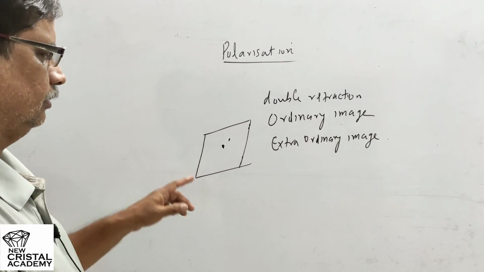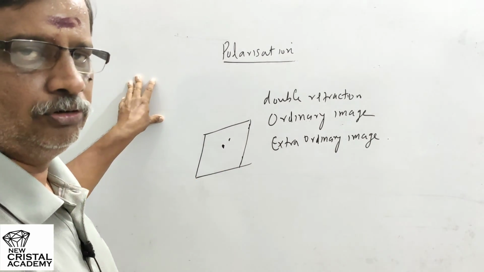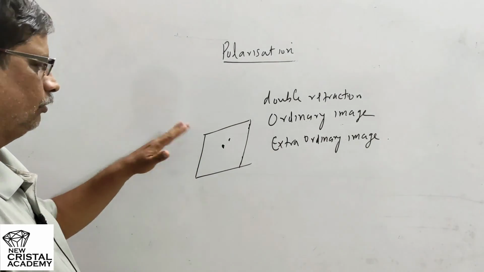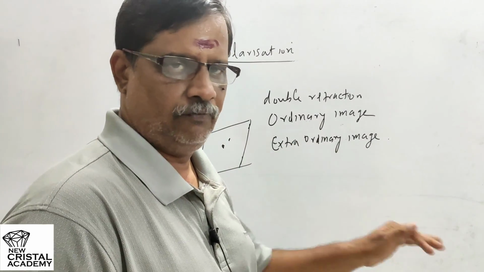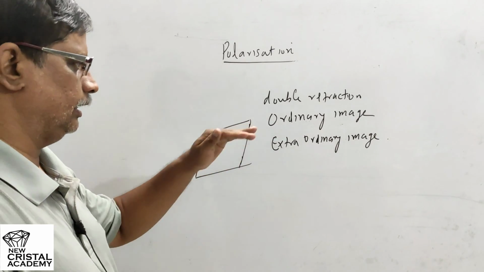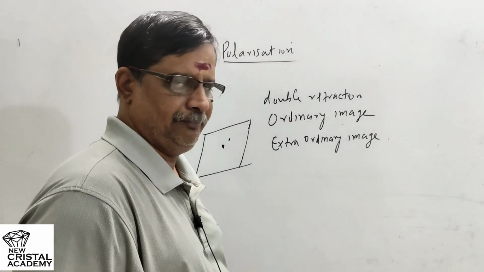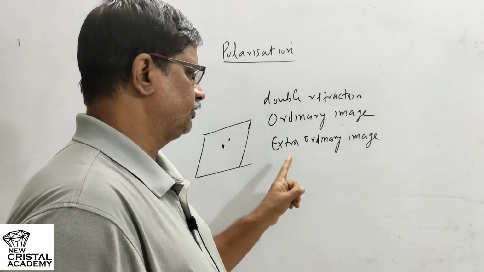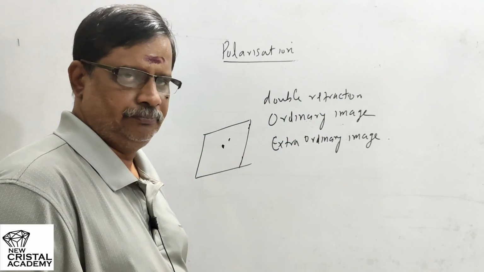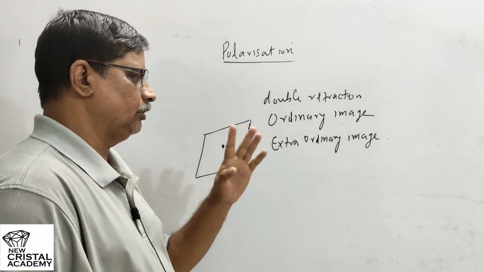Now we can see that the refractive index of the material is different for the ordinary ray and the extraordinary ray. For both rays the angle of incidence will be the same, because only one light ray is entering the medium. But inside the crystal, the ordinary ray is responsible for producing the ordinary image, and the extraordinary ray is responsible for producing the extraordinary image. So they will travel with different speeds, and the refractive index of the crystal for the ordinary ray and extraordinary ray will be different.